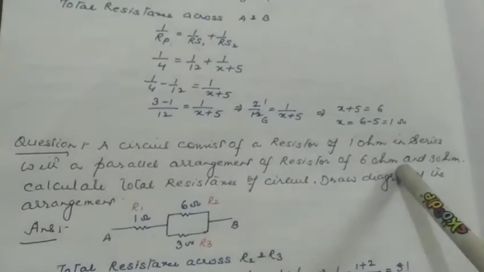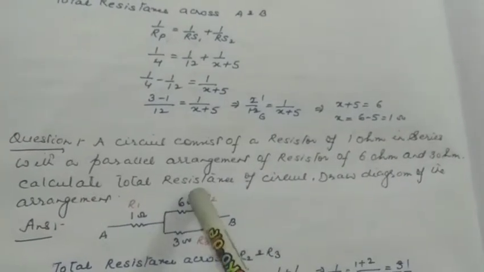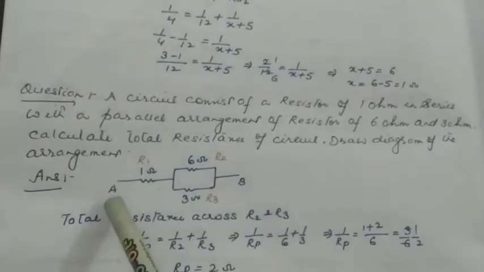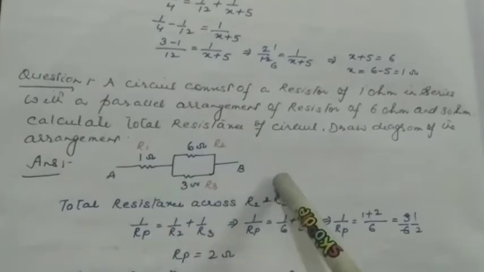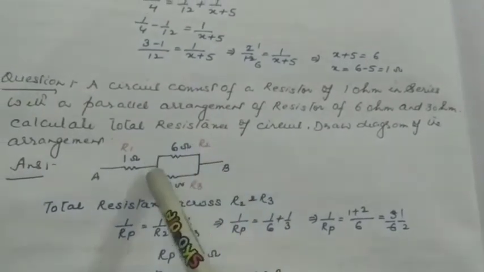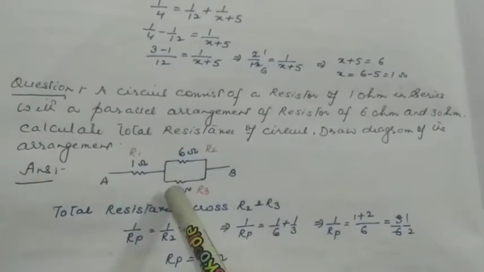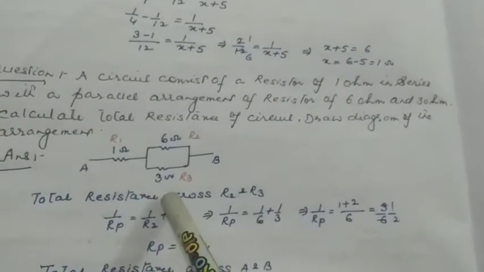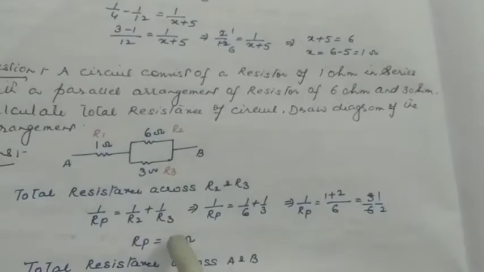Whereas two resistors, 6 ohm and 3 ohm, are connected in parallel, so we mark it as parallel. So, very simple diagram. Now next, work to find out the total resistance across A and B. So first we will find out this parallel arrangement of resistors. So total resistance across R2 and R3: 1 upon Rp is equal to 1 upon R2 plus 1 upon R3.